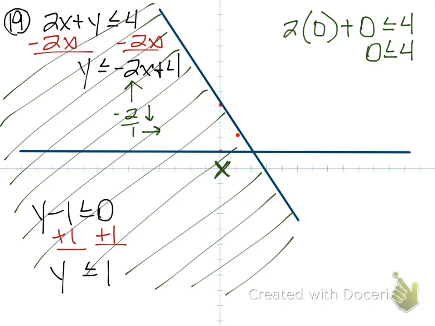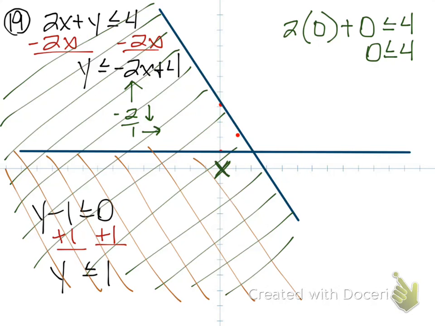And it's solid. And now these are the easiest kind to shade. You really don't have to test a point on these. Because it's less than 1, anything below your line would be less than. So that gets shaded.